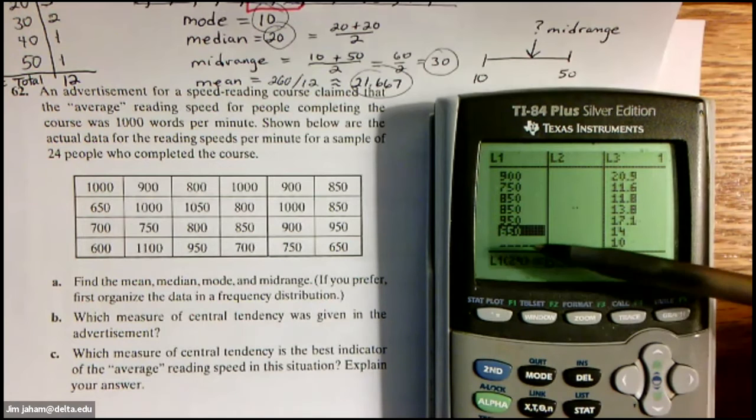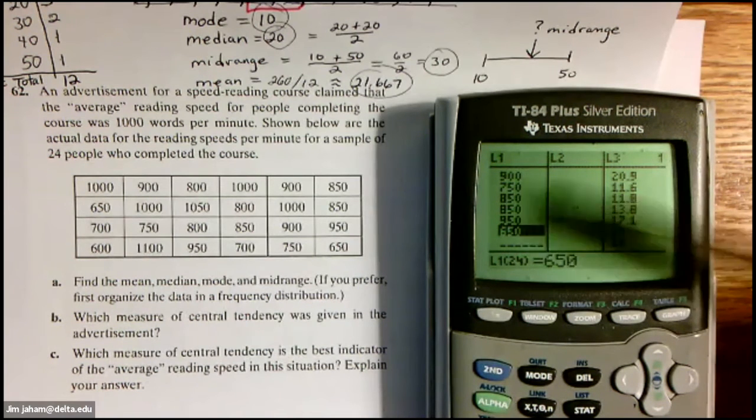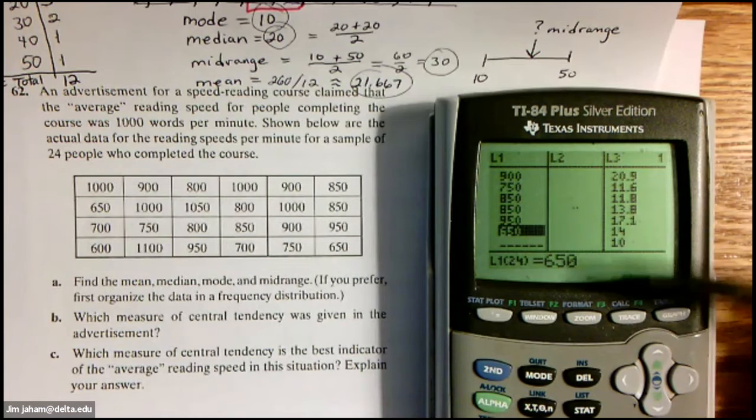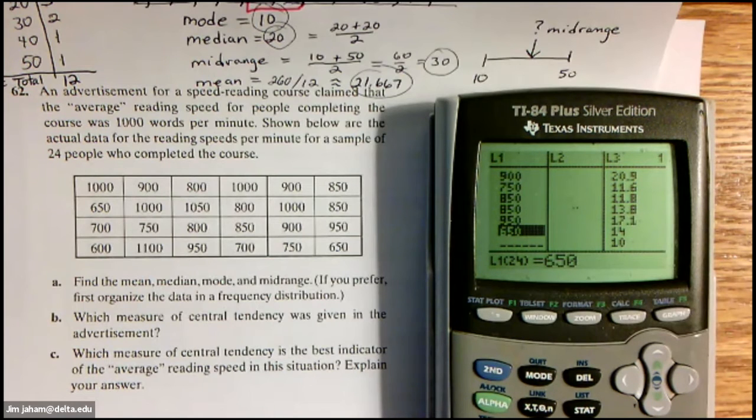Okay, so here they are. I'll scroll through this again to make sure everything's correct, but there's our 650. It's in position 24, and there are 24 data values. Now, these data values in this table are not sorted, and so it's hard to figure out what the median is. And these are the average reading speed of people who complete this speed reading class.